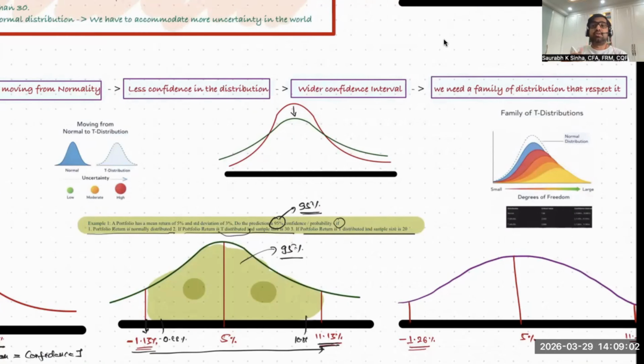Now, in terms of probability, you will say I'm 95% confident that this portfolio return will vary between negative 1.13% to 11.13%. So your confidence interval has widened. Why has it widened? Because the probability distribution becomes wider. The tail's probabilities are fatter, or the tail has more probability in it. So you have to move into the tails of the distribution. Now, this is only for the sample size of 30.